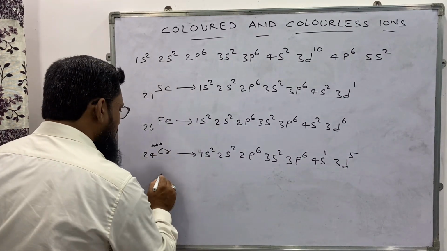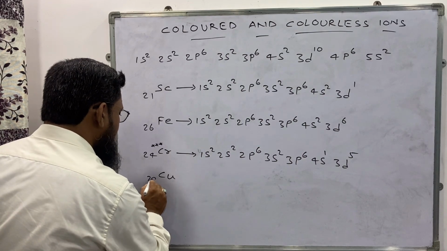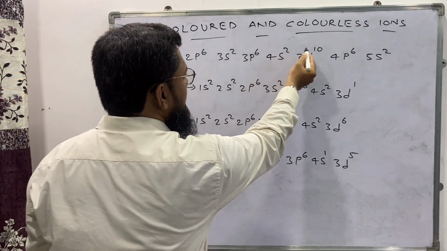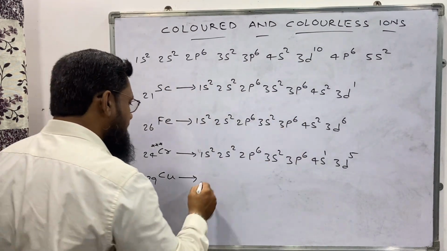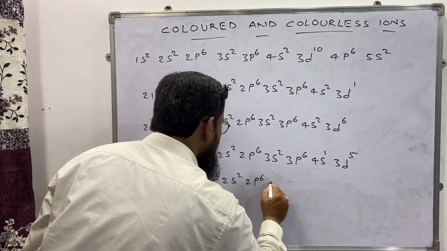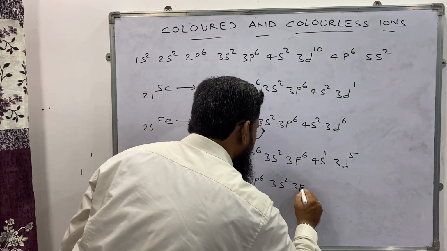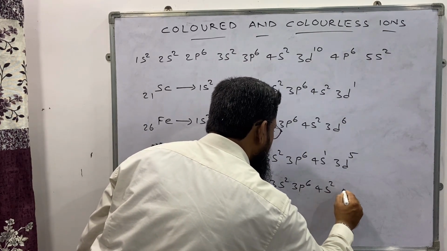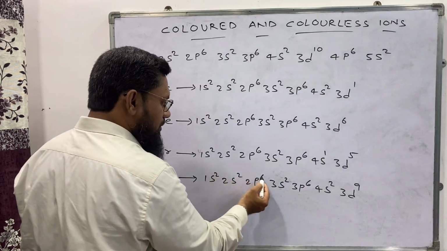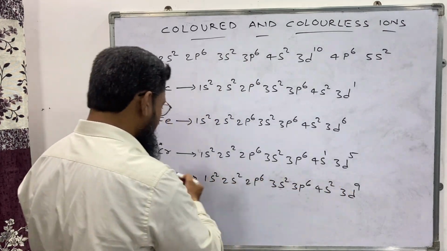In the same way, if you take copper, it is 29. So 29 means 2, 4, 10, 12, 18, 20, 20 plus 9, 29. So generally how do we write? 1s2, 2s2, 2p6, 3s2, 3p6, 4s2, 3d9. It is expected, isn't it? So 2, 4, 10, 12, 18, 20, 20 plus 9, 29.